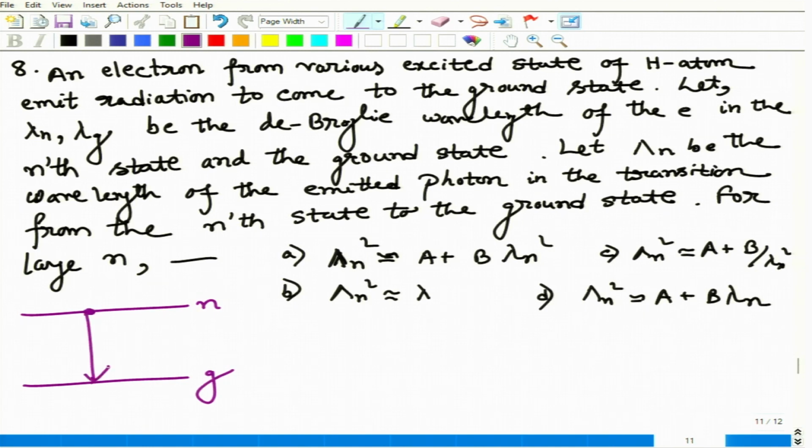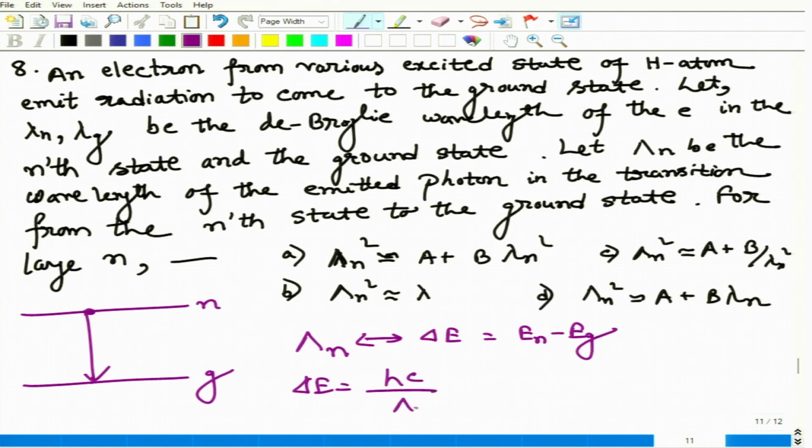Means let us say two states are there, n and g, and one electron comes from one to the other. Then we know that lambda n should be related with delta E, right? How? Delta E is actually En minus Eg, and then we know that delta E should be equal to hc by lambda n, correct? A, B are the constants in this question. So delta E is this, that means equals to En minus Eg. That is not important. What is important is the de Broglie wavelength; we have to find out En and Eg, what will that be? En and Eg we have to find out, then we can do these things.